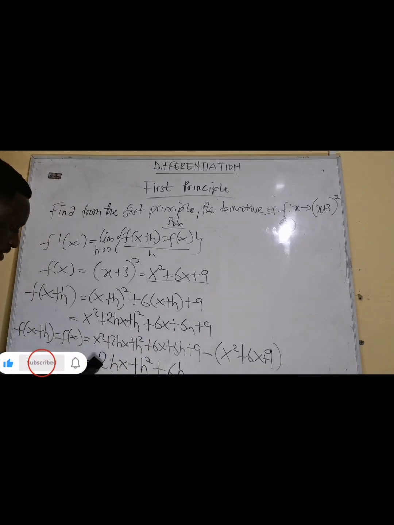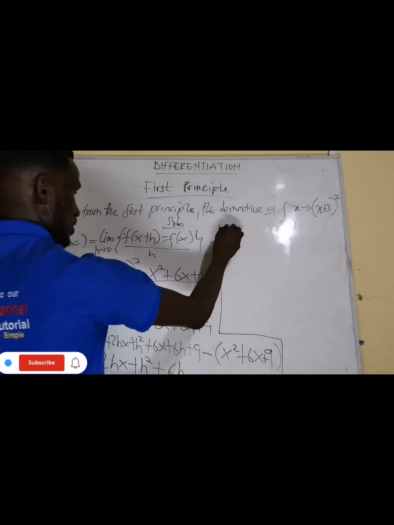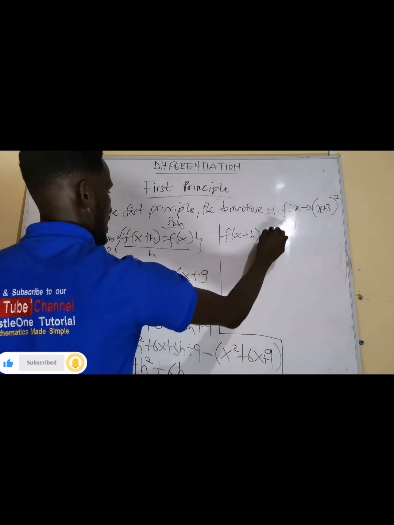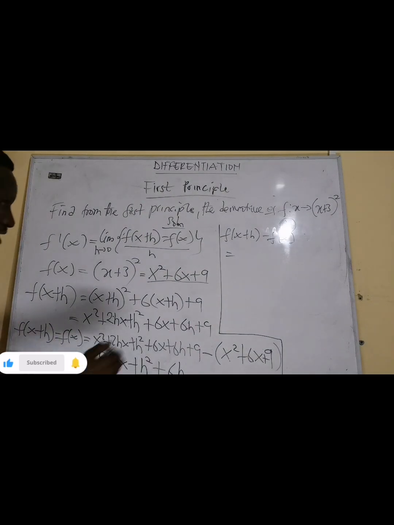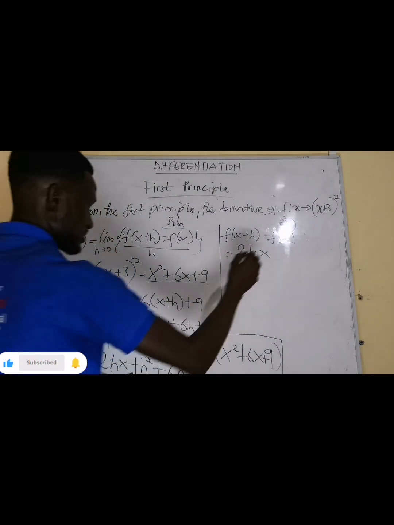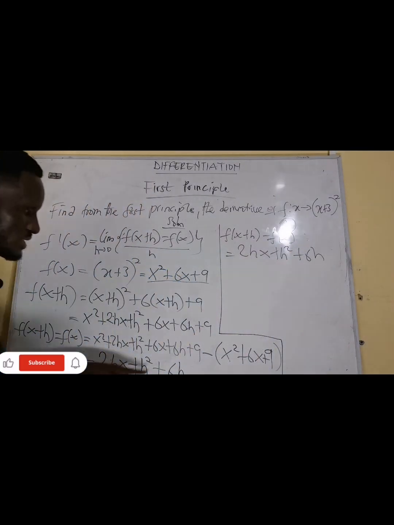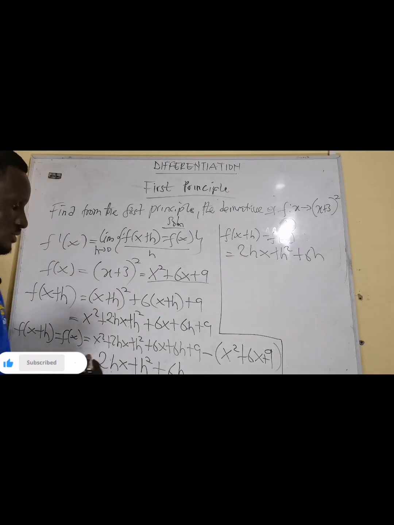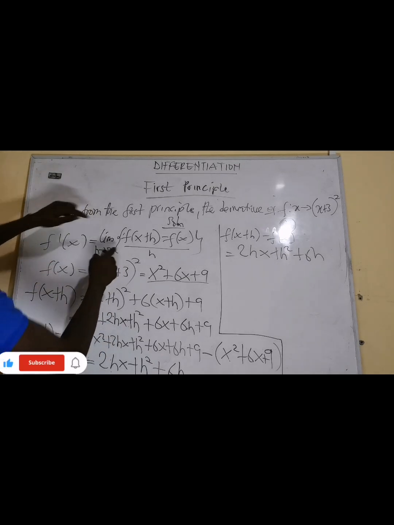Now, let me write the remaining answer up there. So, f of x plus h minus f of x will now give us what? We were getting 2hx, and then we have plus h squared plus 6h. Now you see, after subtracting, we are going to get this. Subtracting this one from this, we are going to get this. Now, at this point, this is the formula we are looking for.